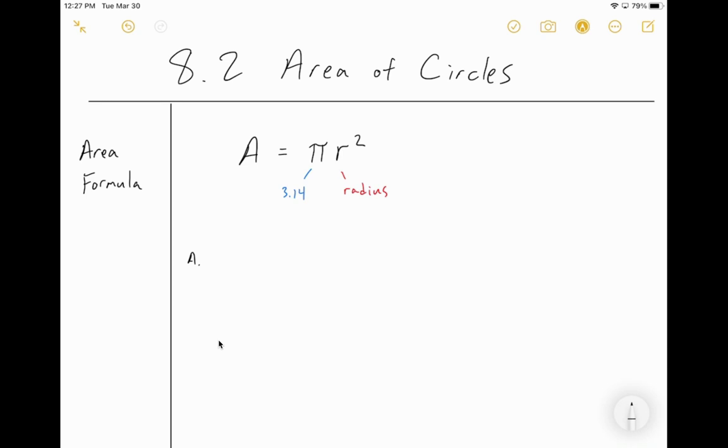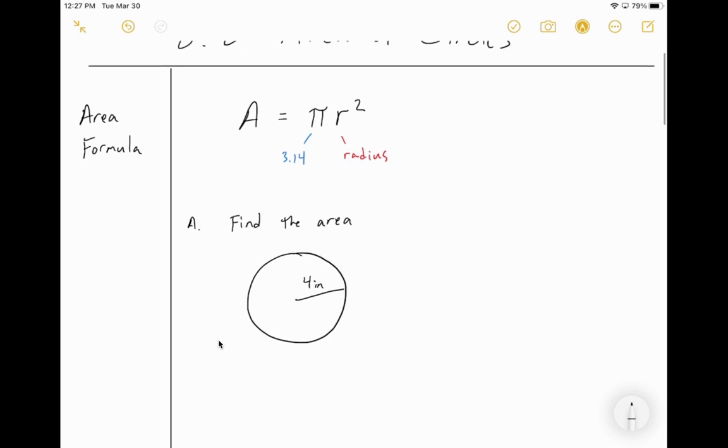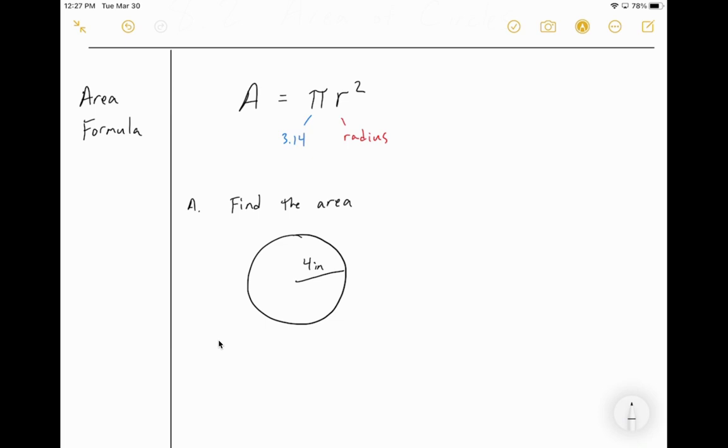So, letter A. Find the area of this circle. We'll draw a circle. And we'll say this is 4 inches. So you're going to do this one with me, okay? First of all, we have to understand this right here, because it doesn't go all the way across. This is a radius, right? So I know that our radius is equal to 4. Okay, 4 inches.